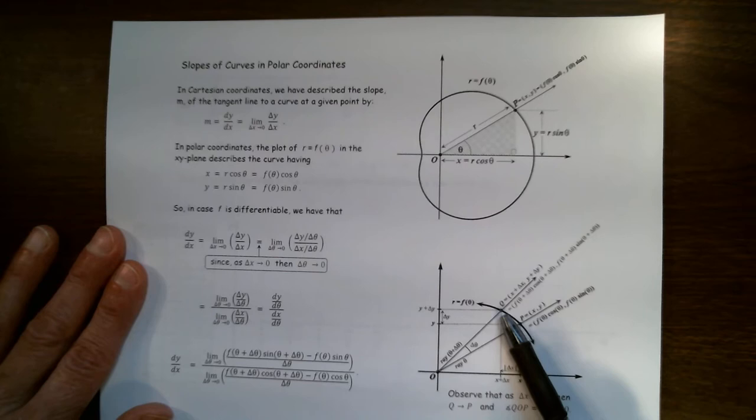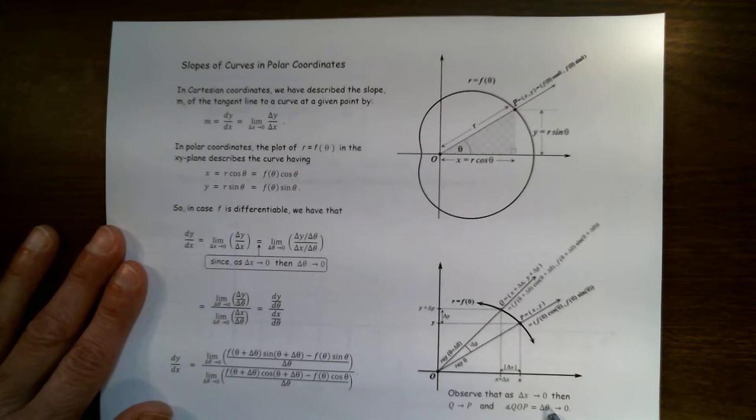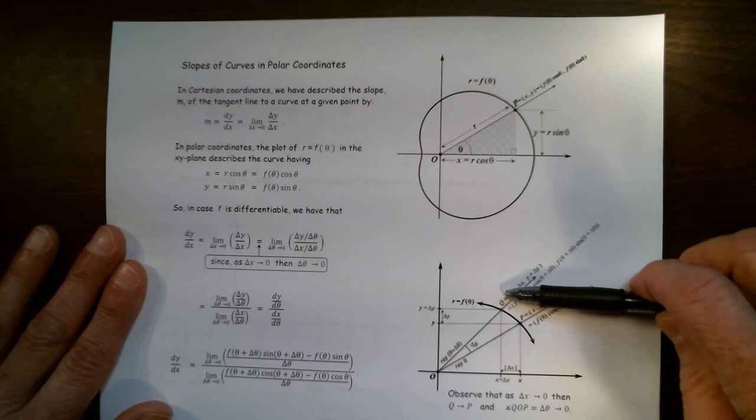And notice that as that occurs, as Q approaches P along the graph, as this increment in x goes to zero, the angle QOP also tends to zero. That angle QOP is actually this delta theta, as ray OQ makes an angle theta plus delta theta with the x-axis, as ray OP makes the angle theta with the x-axis. So the difference, this angle QOP, delta theta, is going to be close to zero as that change in x goes to zero.